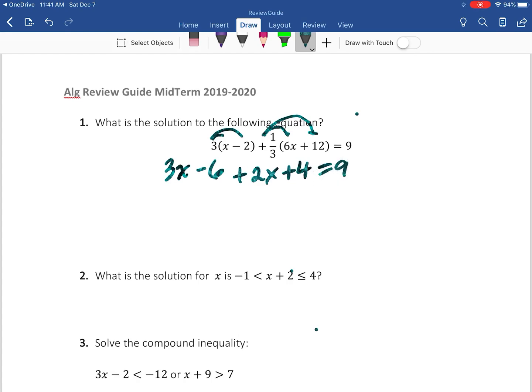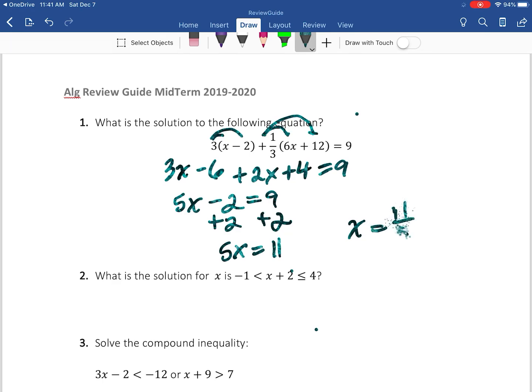Okay, now we just need to combine like terms. I have a 3x here and a 2x there. That becomes 5x. And I have a negative 6 and a plus 4. That's going to become negative 6 plus 4 is negative 2. And that's going to be equal to 9. Now I'm going to add 2 to both sides. That gives me 5x is equal to 9 plus 2, which is 11. I need to divide both sides by 5. That's going to give me x is equal to 11 over 5.